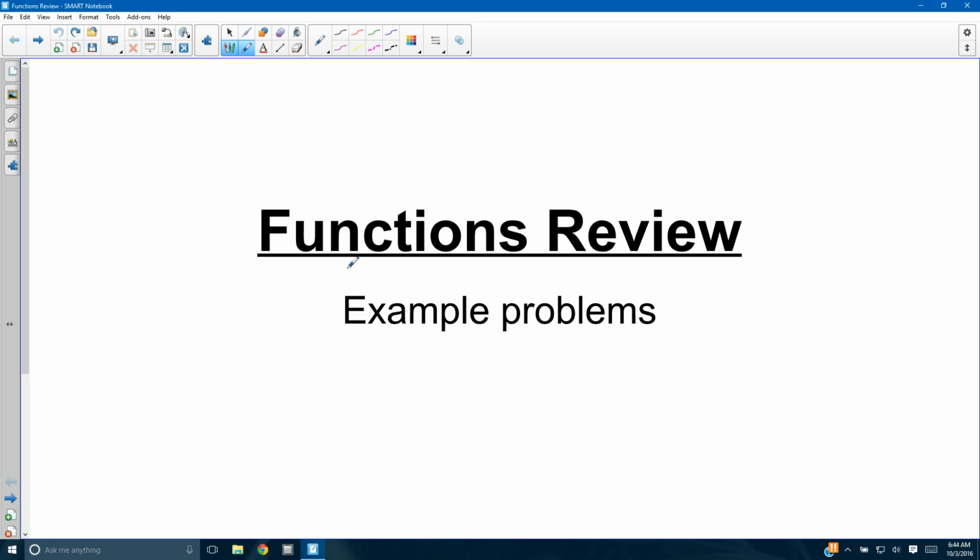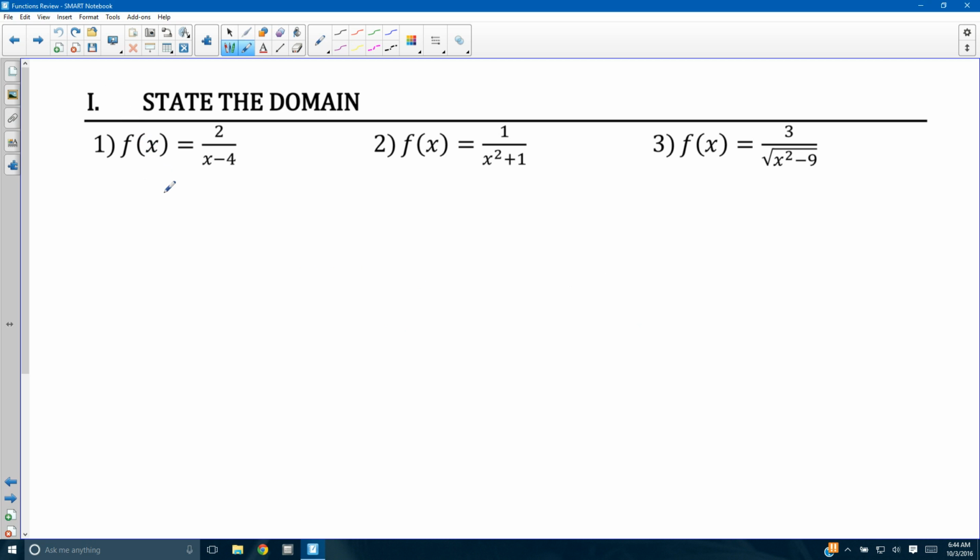Hello and welcome. This is Functions Review, including some graphs as well. I'm going to be just doing a bunch of example problems. Not much teaching about it, just saying how to do them. Let's start off. Got 3 problems to state the domain.